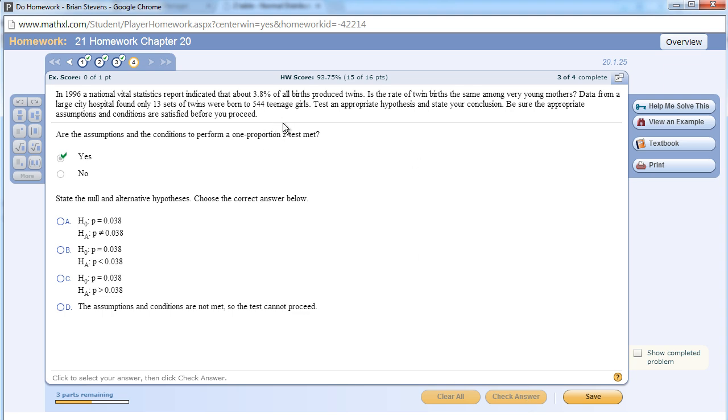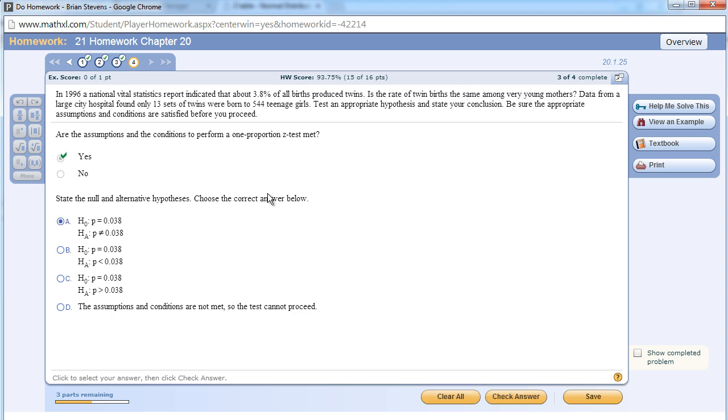When we look at this question right here, we want to see if it is different. So with this in mind, they're asking, is it the same? So the null would be: the true proportion of twins born to very young mothers is equal to 0.038. The alternative would state that the true proportion of twins born to very young mothers is not equal to 0.038.